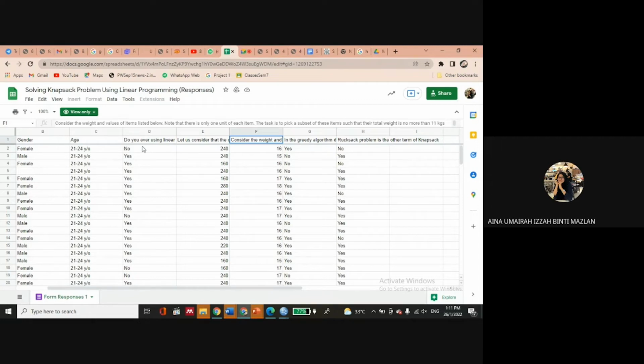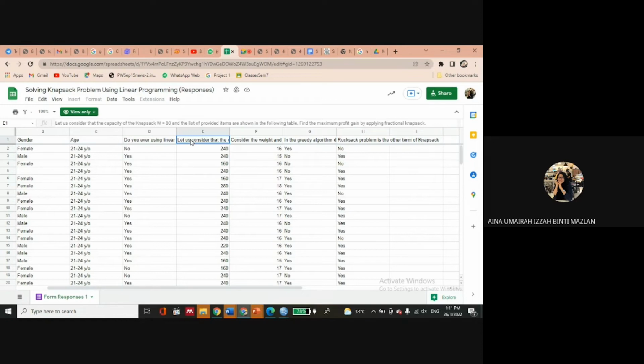For the third question, this question asks the respondents whether they have ever used linear programming to solve a knapsack problem. A total of 16 respondents have used linear programming, while 4 others have not. So this shows that there are still SMQ 3043 students who are not proficient in using linear programming to solve knapsack problems.